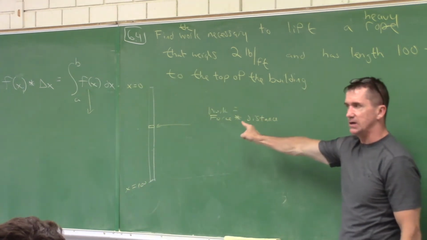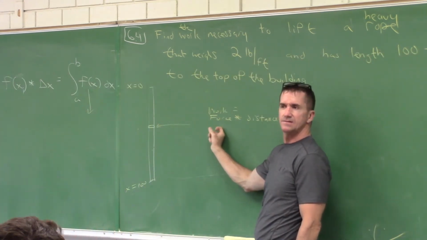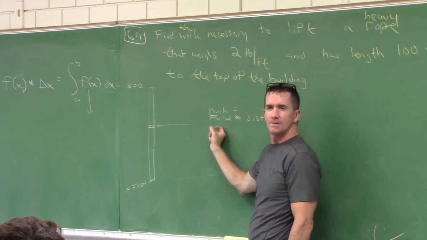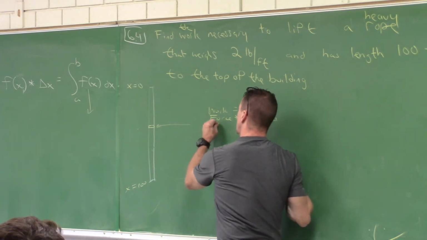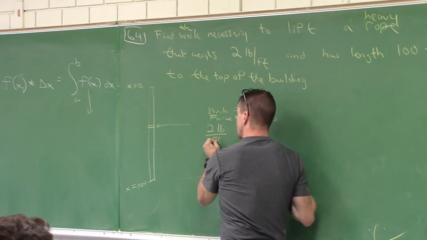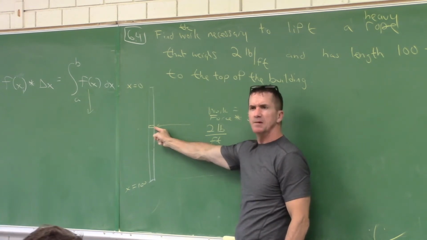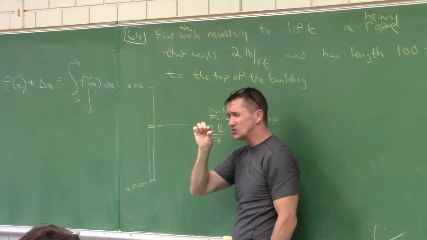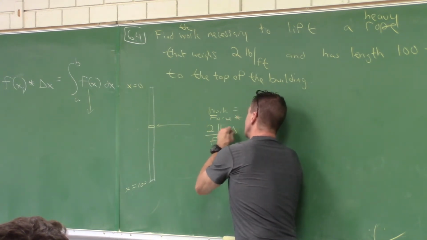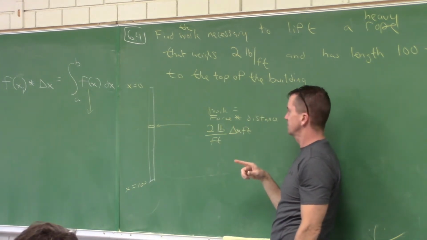I'm going to write down work equals force times distance. Let's talk about the force acting on that little slice. It deals with the weight of the rope. What's the weight of this rope? So I'm going to write 2 pounds per foot. Sound good? 2 pounds per foot acting on that little slice. Now, how much of that slice did I take? I took just an infinitely small piece, so I'm going to call it change in x, in feet. Everyone see that? There's my force.